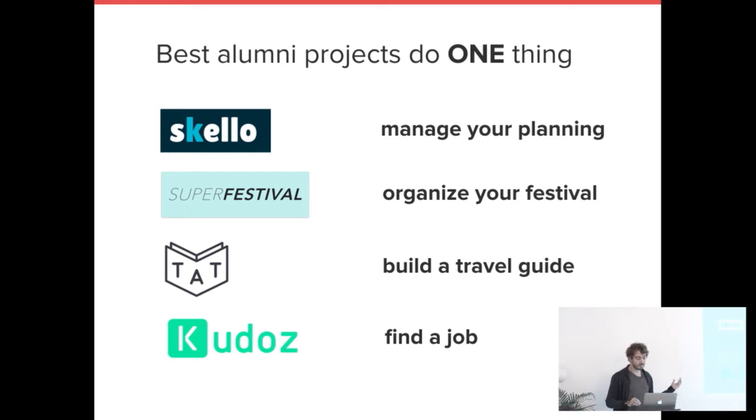Okay, and actually the best alumni projects also have one use case. So Scalo is: manage your plannings as a restaurant owner. Super C Festival was: organize your festival. Takeaway Trips: build your travel guide. And Kudos, another product from alumni, is: find a job. Always one use case and one differentiating criteria, an angle. For example, Kudos' angle was that it's painful to find a job because you have to write a cover letter, a motivation letter, update your curriculum, and so on.